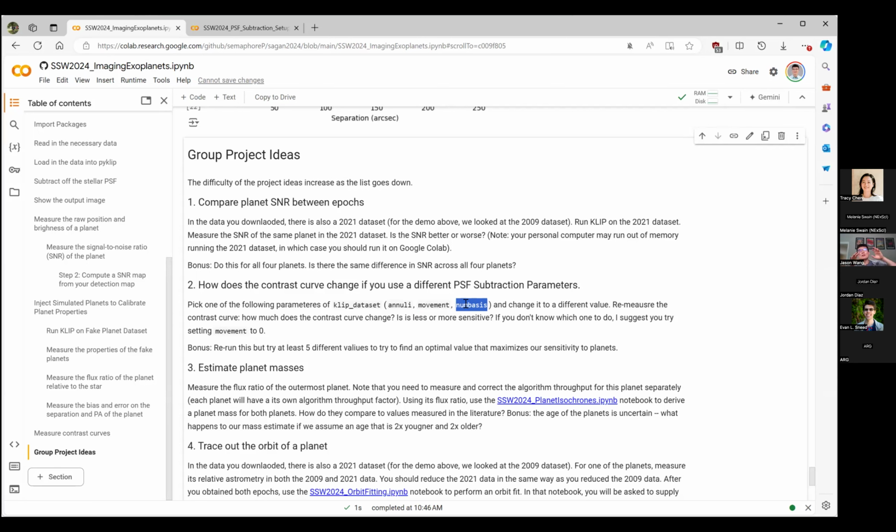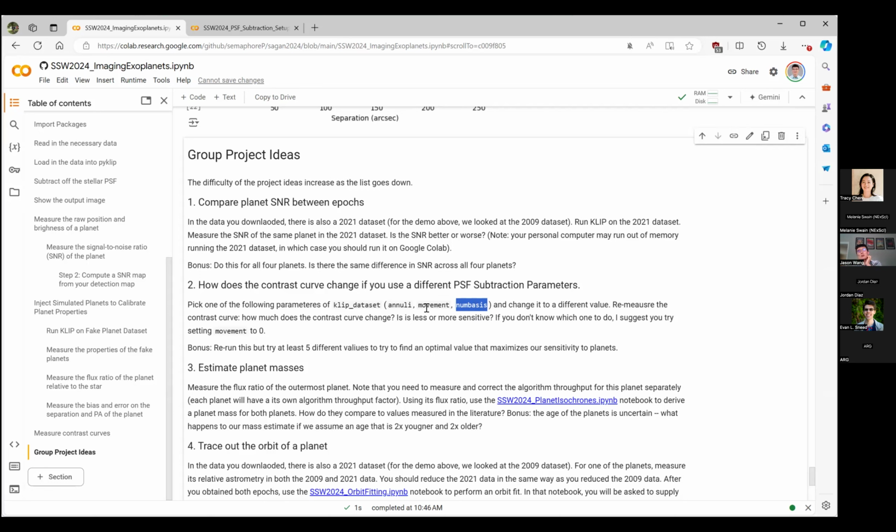So you have all these various different patterns of your stellar PSF that you can possibly use to subtract off the image. Some of those patterns will start looking like planets. And so you'll end up subtracting off your planet signal if you start using too many basis vectors. So you'll basically get what's called overfitting.